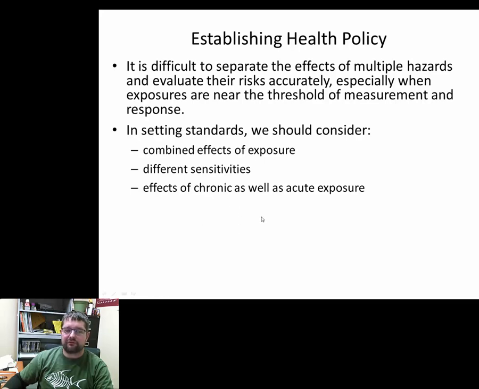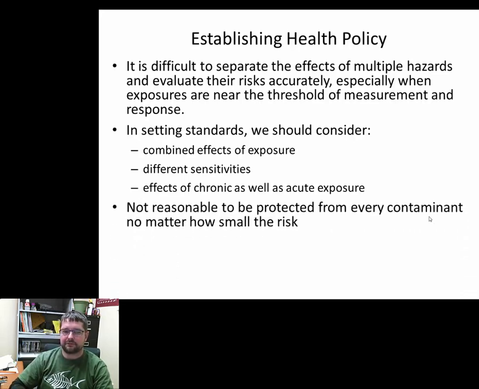Different sensitivities. I wish we did this. Different people are sensitive to different things, and we really should know these kinds of things. And then the difference between chronic and acute exposure. We often don't consider these things. So we have work to do from the Environmental Protection Agency when it comes to toxicity and the science in developing those regulations. And these three things are key to that.